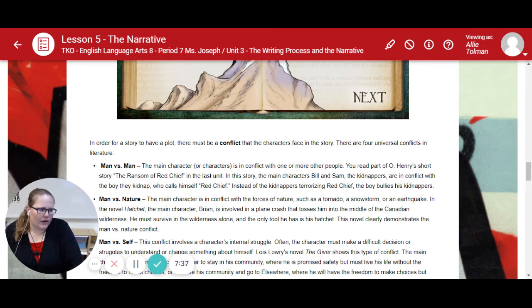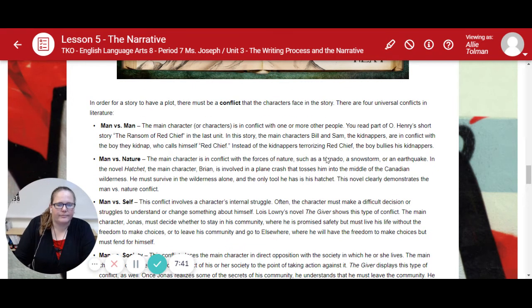characters face in the story. There are 4 universal conflicts in literature. We have man versus man, which is when the main character or characters are in conflict with one or more people. You read part of O. Henry's short story, The Ransom of Red Chief, in the last unit.